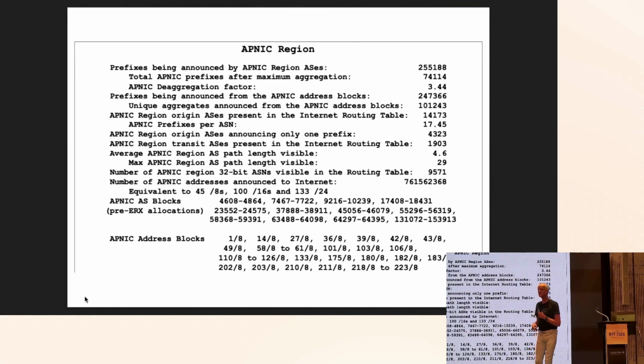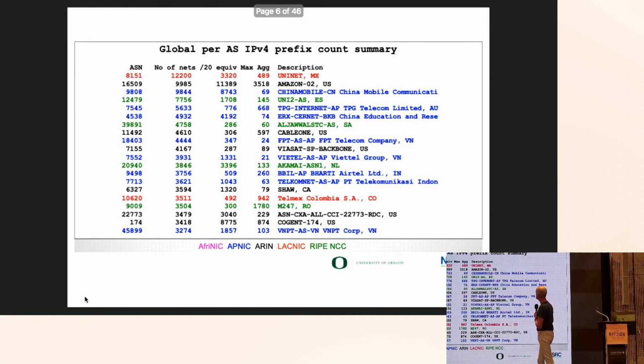Let's look at the APNIC region. About 255,000 prefixes from APNIC region ASs. So those are autonomous systems that are delegated by APNIC or in the APNIC database as being from this part of the world. If operators here did aggregation, it would drop to 74,000. So it's even worse than the global situation, the amount of junk flying around in the routing table here. Anything else exciting here? No. Well, I could talk all day on one page, but anyway, let's look at the global.